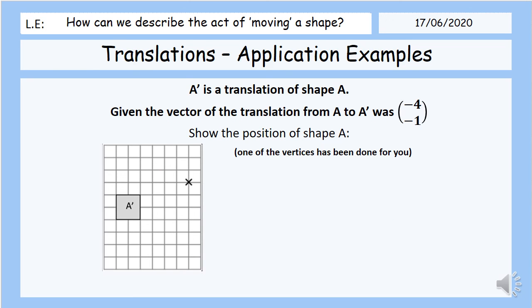Here's a similar example for you to have a go at. You can pause the video and have a go. And now I'll show you how I did it. So we want the reverse vector again. The reverse of this would be +4 and +1. So the original shape must be 4 to the right and 1 up, because it's +4 and +1. So again, 1 up, 4 to the right, and draw the shape.